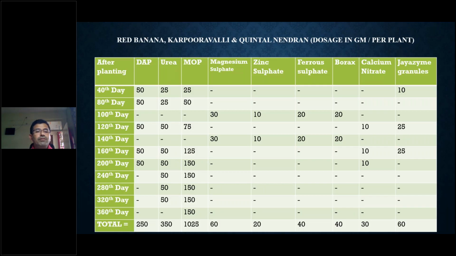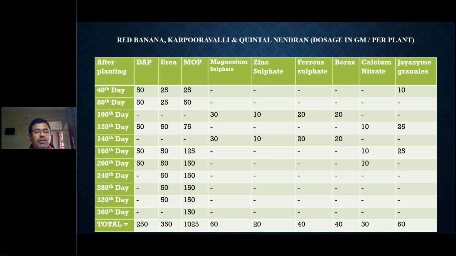And another is a long duration variety, the red banana, Karpuravalli, and Quintal Nendran. Quintal Nendran is another variety. These varieties generally take 13 to 13 and a half months to complete the harvest. It is actually a long duration banana variety. These varieties again need all the micronutrients, like Yelakki and Theni Nendran: zinc, ferrous, borax, and calcium.